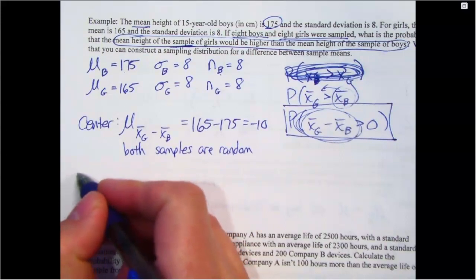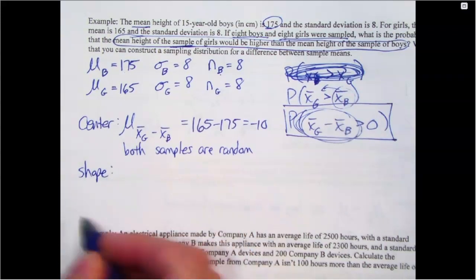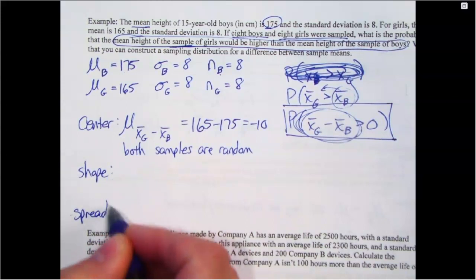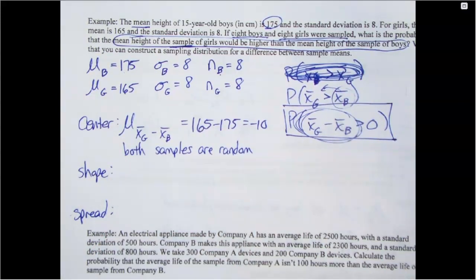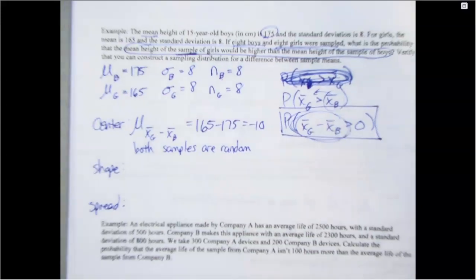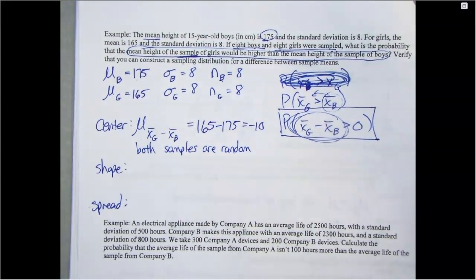I need to know the shape, and then I need to know the spread, so I'll just write them all down first. The shape we're looking for, is it approximately normal or not? So is our sampling distribution approximately normal or not? Well, I don't have a big enough sample size. I'm only at 8, so it's not 30. So I can't use the sample size.